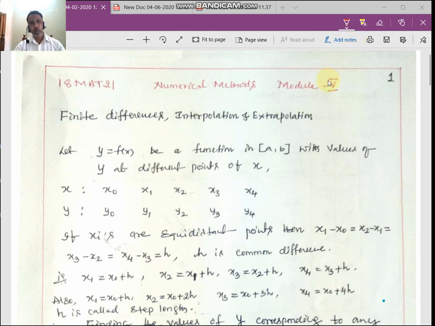Hello, now we shall discuss numerical methods of second sem, module 5. Topic is finite differences, interpolation and extrapolation.